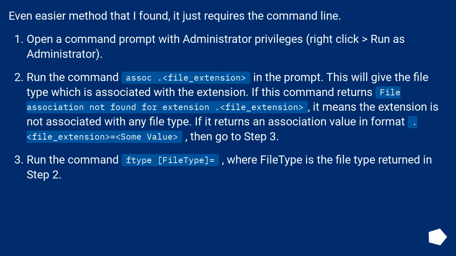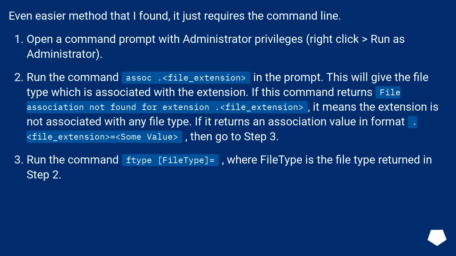Even easier method that I found, it just requires the command line. Open a command prompt with administrator privileges: right-click, then Run as administrator. Run the command assoc .file_extension in the prompt. This will give the file type which is associated with the extension. If this command returns "File association not found for extension .file_extension", it means the extension is not associated with any file type.